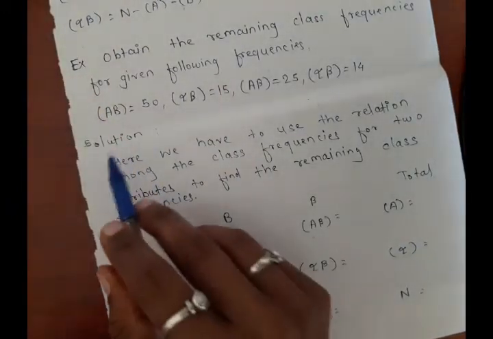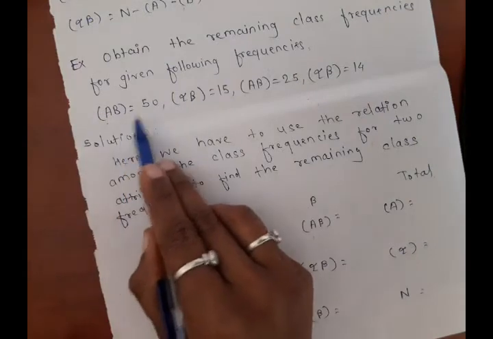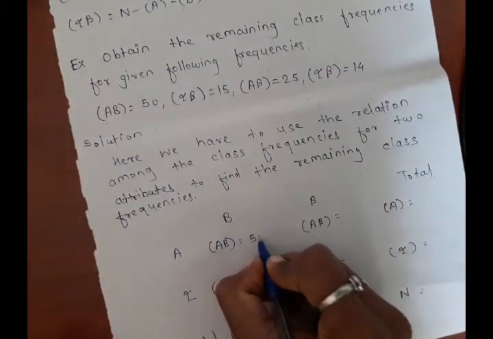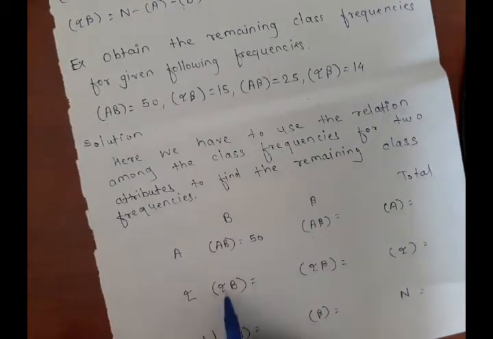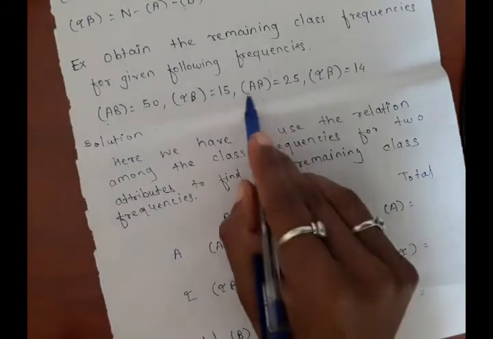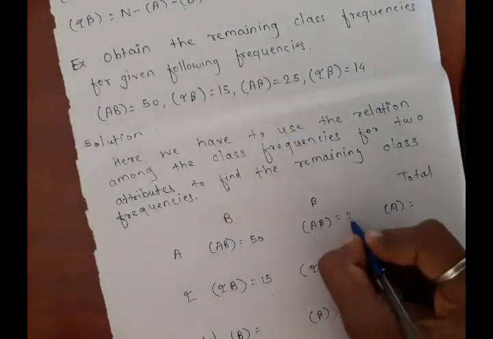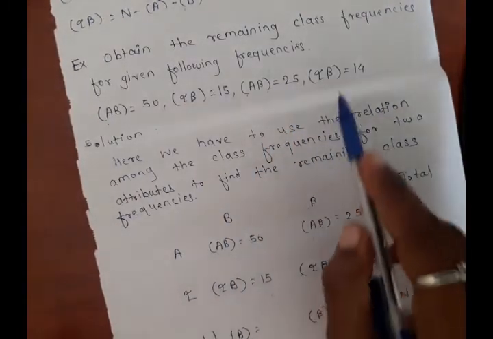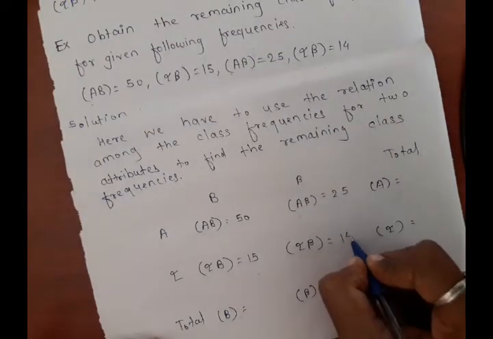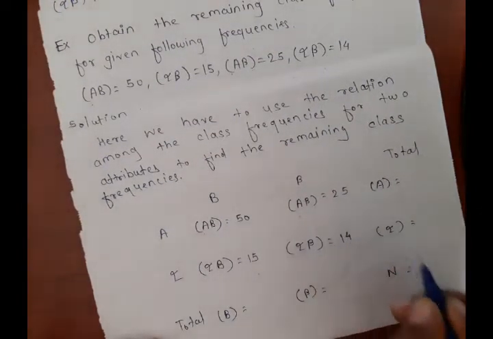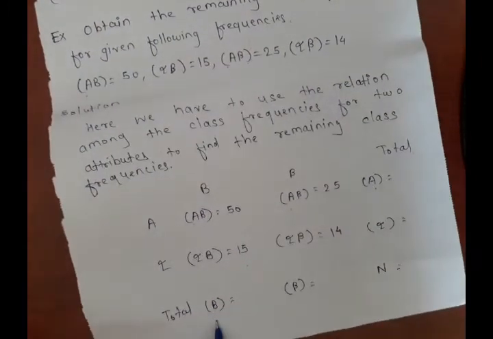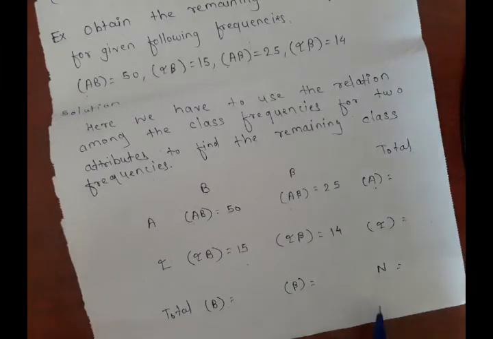Take from the given data: (AB) is equal to 50. Next, (αB) is equal to 15, (Aβ) is equal to 25, and (αβ) is equal to 14. In the next step we have to calculate (A), (α), (β), (B) and total N.